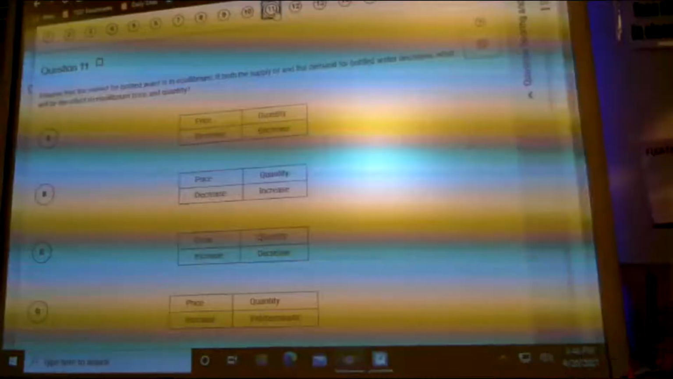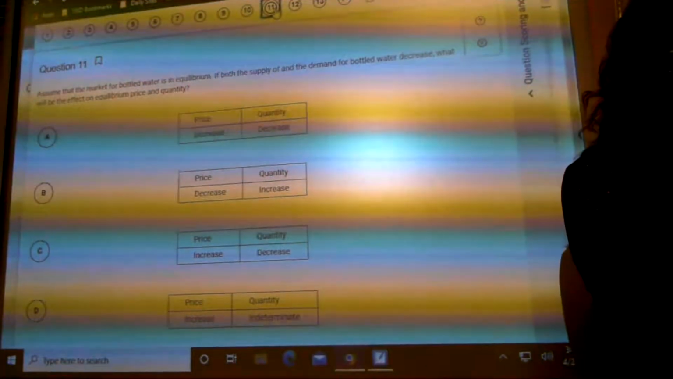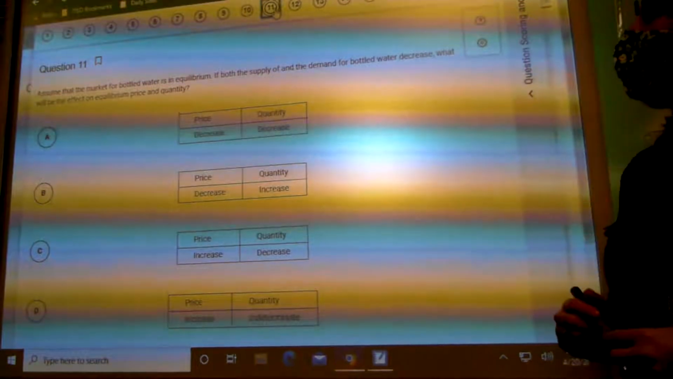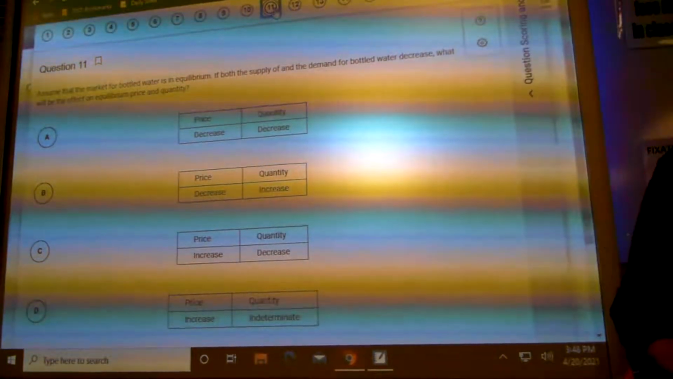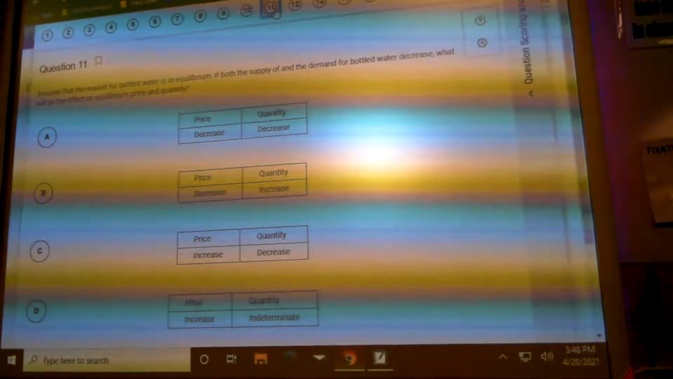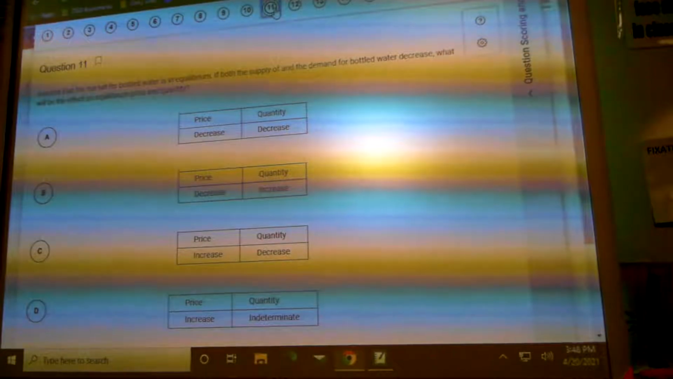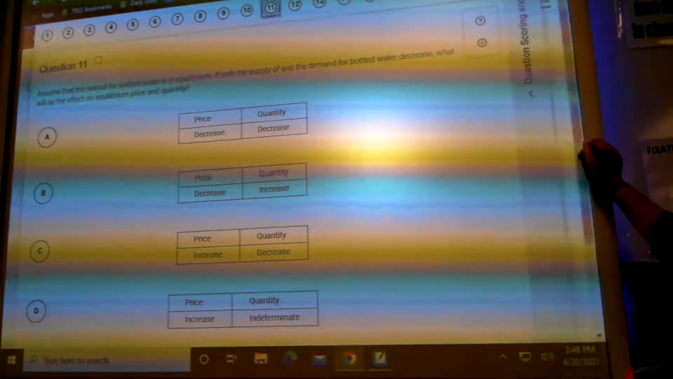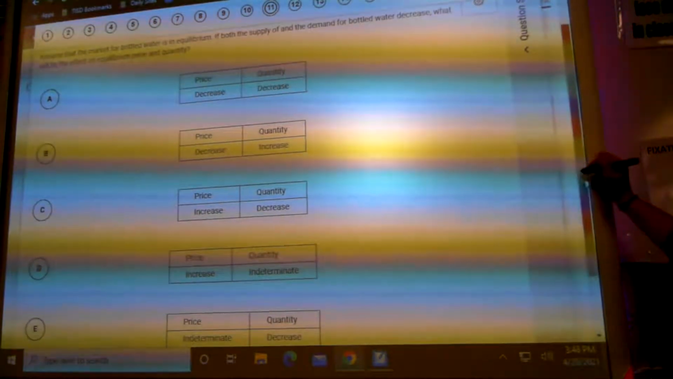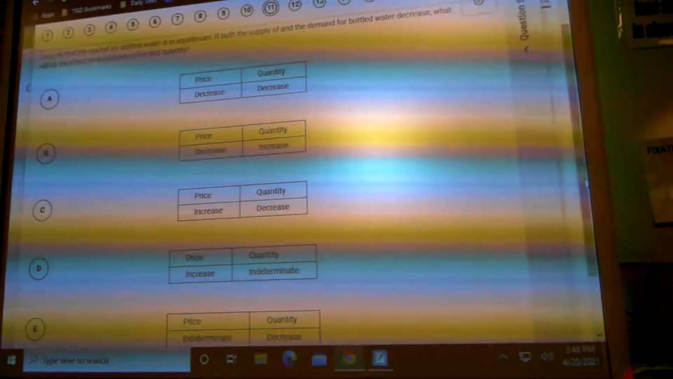Okay. Assume that the market for bottled water is in equilibrium. If both the supply and the demand of bottled water decrease, what will be the effect on equilibrium price and quantity? This is something you just draw. You do not do it in your head, you draw it. So what's going to happen to the price and quantity of water if both supply and demand decrease?